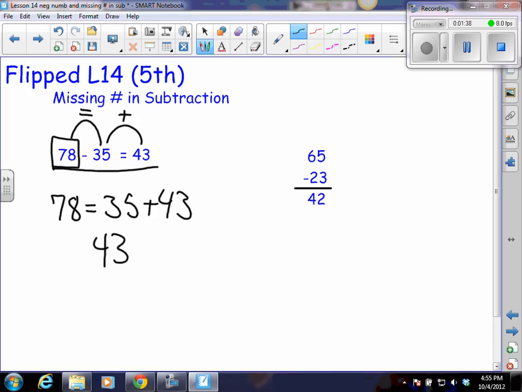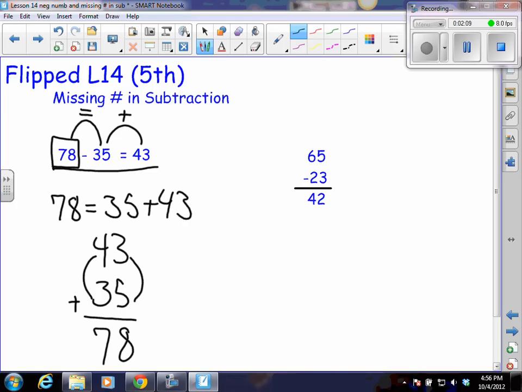I'm going to move this to a vertical setting like this, and we'll see if we get 78 as an answer. 3 plus 5 is an 8, 4 plus 3 is a 7, and as we look at our work there, we see that, yes, it is correct. And so as we went from left to right to solve the problem, 78 minus 35 equals 43, now we can go right to left to check the problem by switching the symbols.